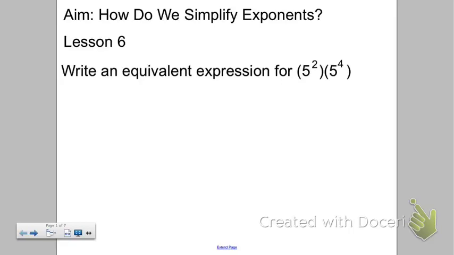Today's lesson is on simplifying exponents. Write an equivalent expression for 5 squared times 5 to the 4th.